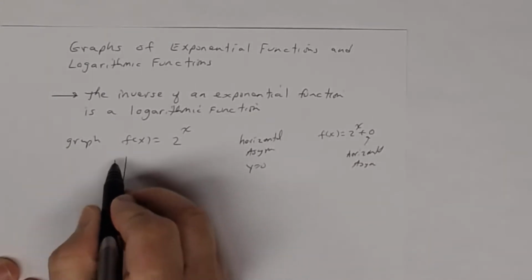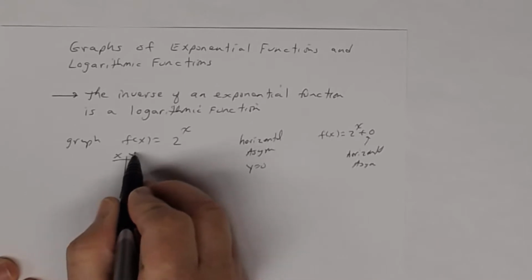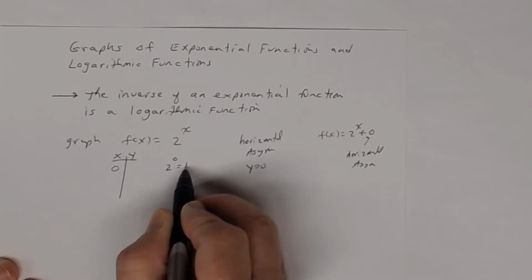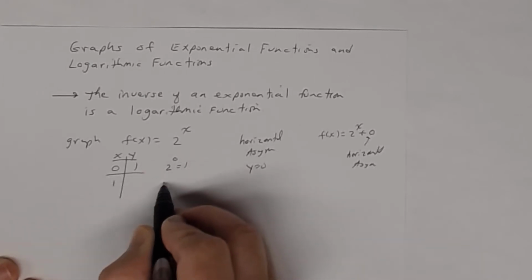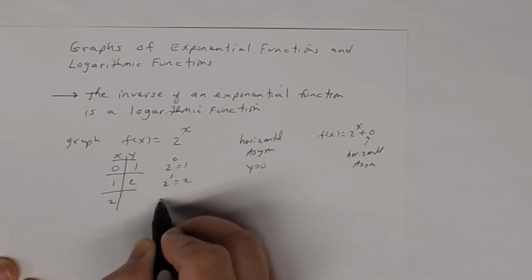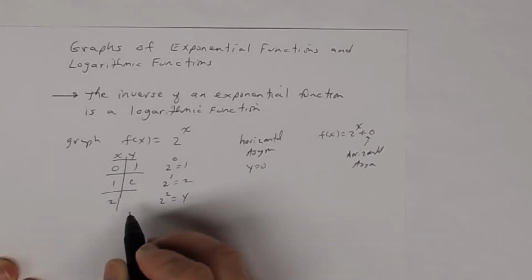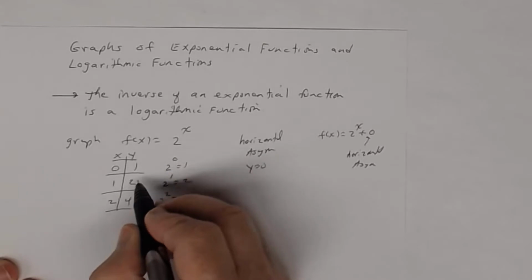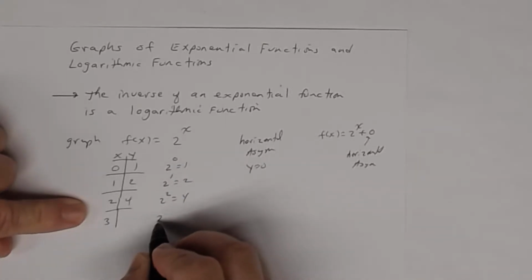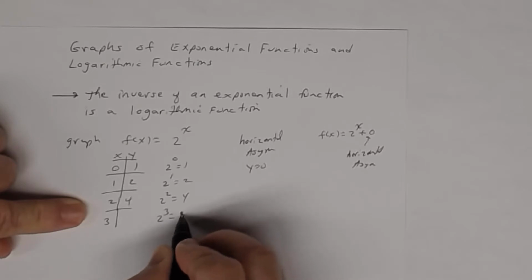Now we're going to go ahead and plot a few points. If x is 0, we know that 2 to the 0 is 1. If x is 1, we know 2 to the first is 2. If x is 2, we know 2 squared is 4, right? All we do is substitute into x here. If x is 3, we get 2 cubed, which is 8, and so on.